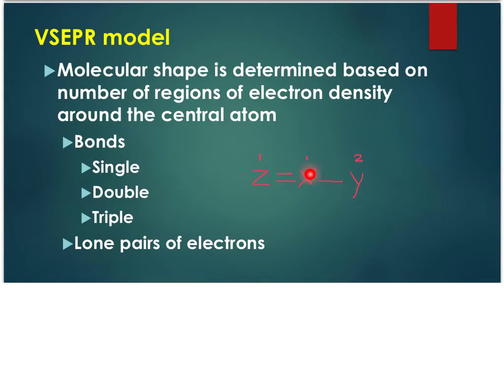Now, even if we have a triple bond, we still count this as one group around our central atom. So this is one group, two groups. So we still have our two groups around it. Now, if we add a lone pair of electrons around it, now we have two bonded groups and one lone pair of electrons. So in other words, we have three groups or three areas or three regions of electron density around our central atom. And we'll do some examples as we go along so you can understand that better.